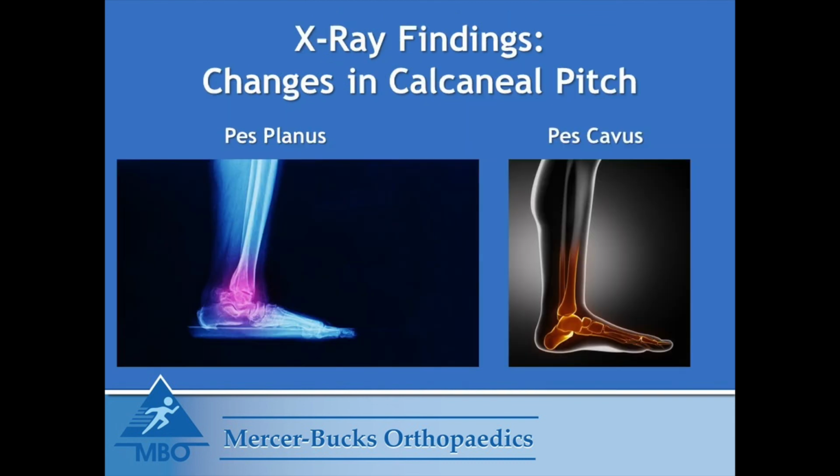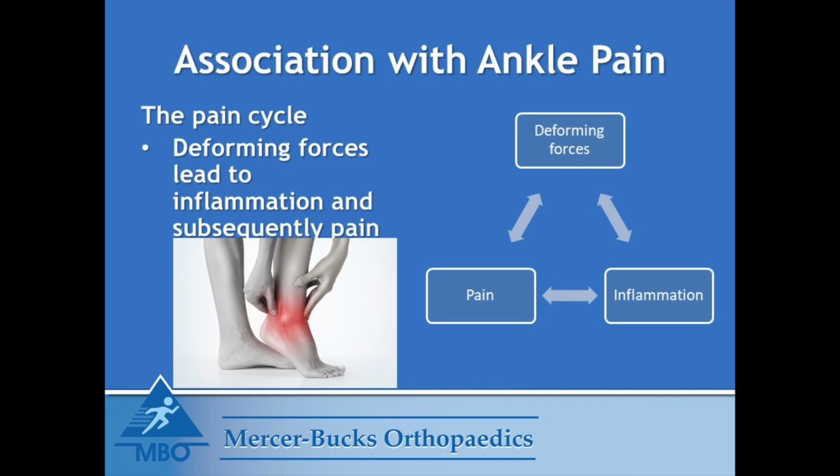So here's just a side-by-side comparison of a flattened arch to a high instep, and you can see that the pitch of that calcaneus is higher, the incline there is higher, versus when you have that flattened out kind of pancake foot. What is the association here with the ankle?